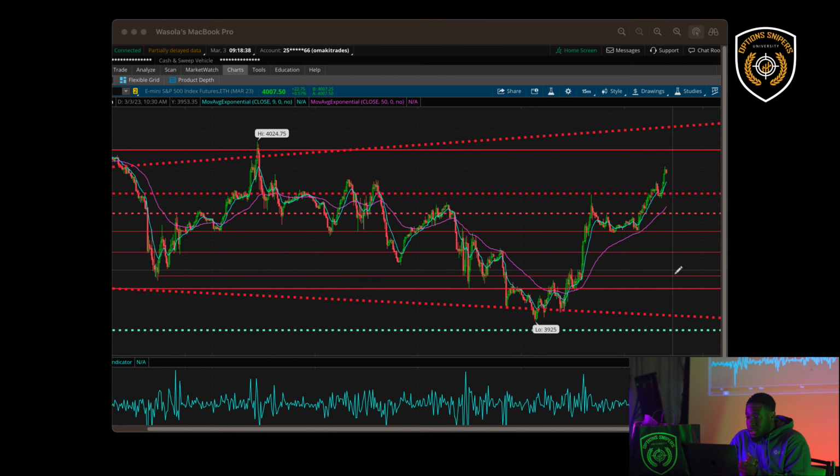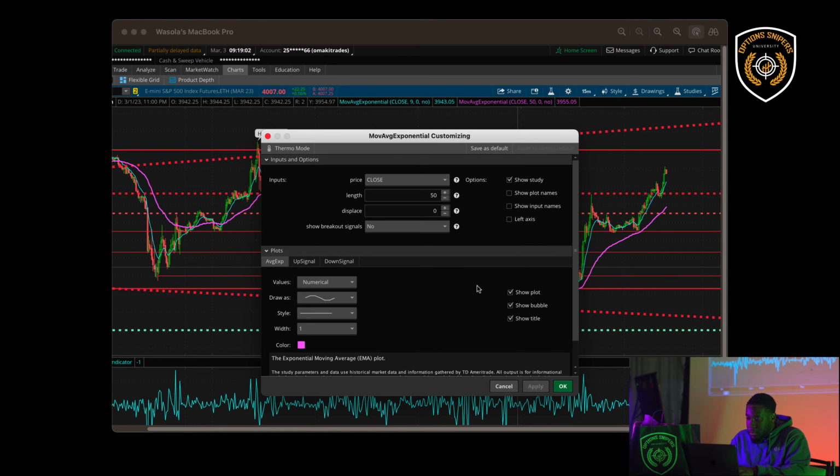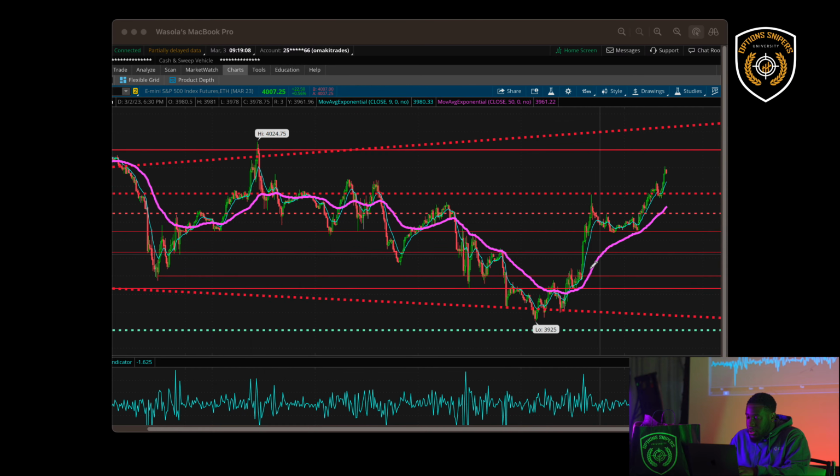Now, here are some pivotal things we want to be aware of. When we are trading and choosing between calls or puts, we are typically trading calls when we're above the 50 and trading puts when we're below the 50. The 50 EMA right now is the line in purple. I'm going to make it a little bolder so we can see it.